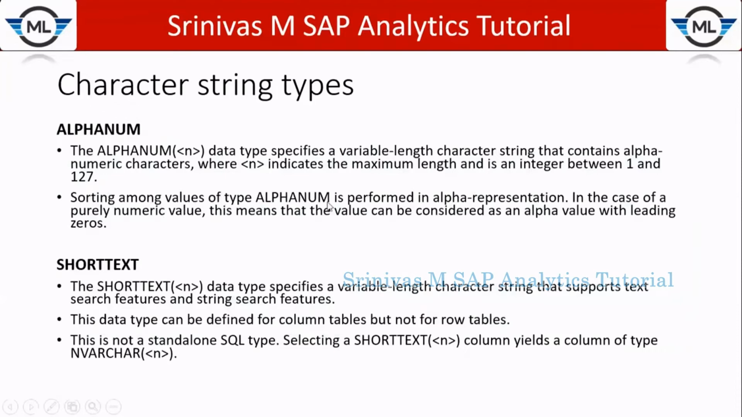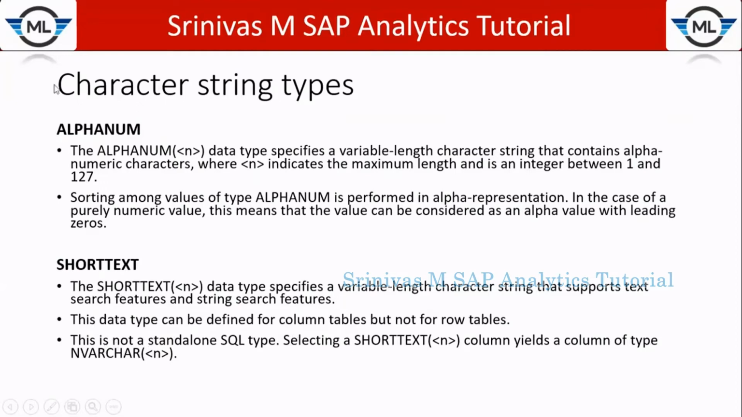Sorting among values of alphanumeric is performed in alpha representation. But mostly, whenever we create tables, we go for varchar or nvarchar. Whenever you have any special requirements, then we can go for alphanumeric. Short text is also the same kind, where n defines the maximum length. The data type can be defined for column tables but not for row tables. So when you are using the short text data type, make sure your table is a column table, not a row-based table.